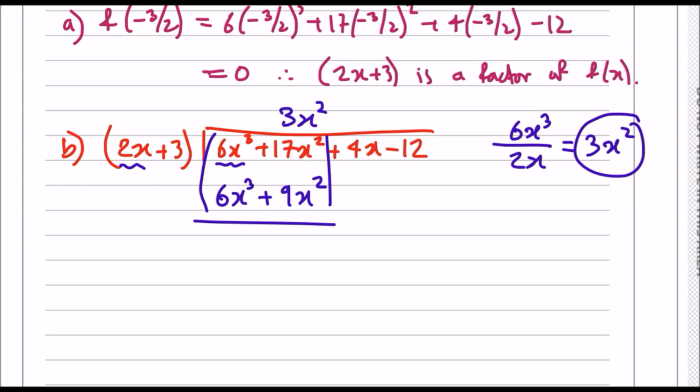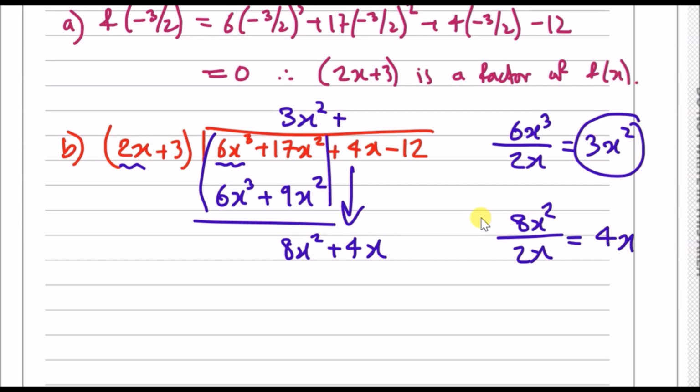So subtracting these two values, 6x cubed take away 6x cubed is nothing, and 17 take away 9 gives us 8x squared. That's pretty much the main idea. Next you drop the 4x down, so you get plus 4x. Then once again, just rinse and repeat. Look at 2x and see how many times it goes into 8x squared, so 8x squared over 2x. Well, that gives us 4x. So we write that result up here.